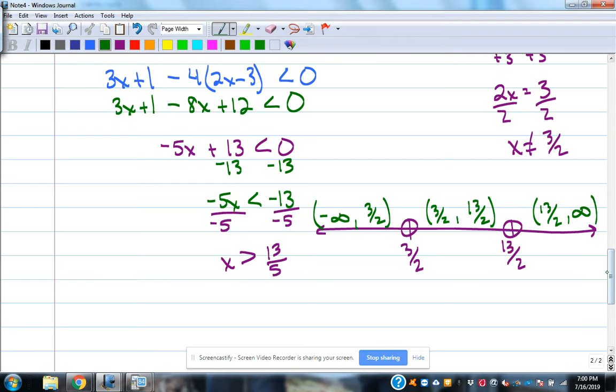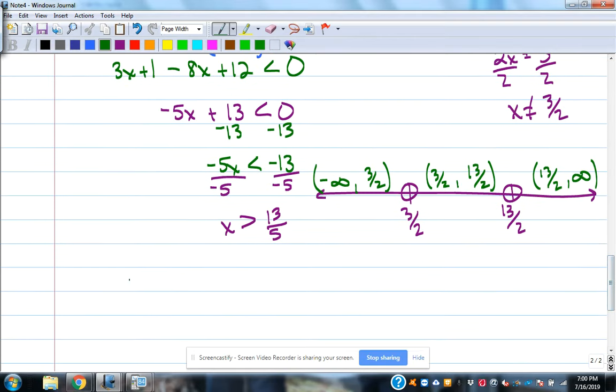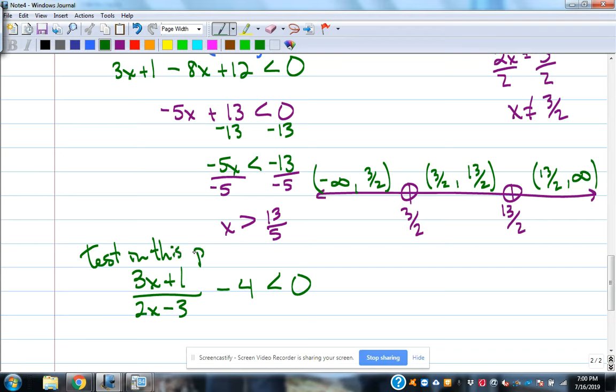And I'm going to test them in the problem. 3x plus 1 over 2x minus 3 minus 4. I'm going to test in this problem. And that helps kind of clear this up here. So I need some test points. So I need a number that's between negative infinity and 1.5. That's easy to plug in.